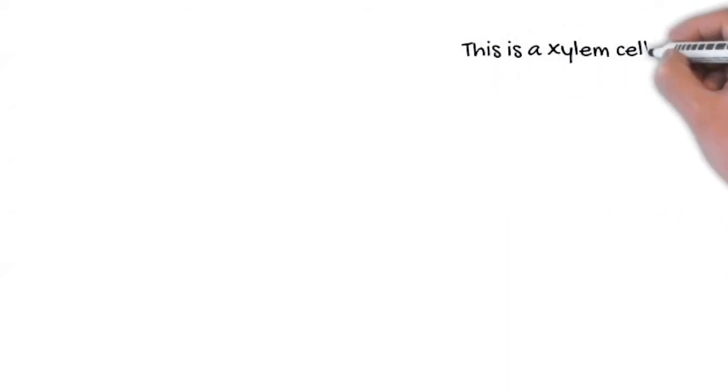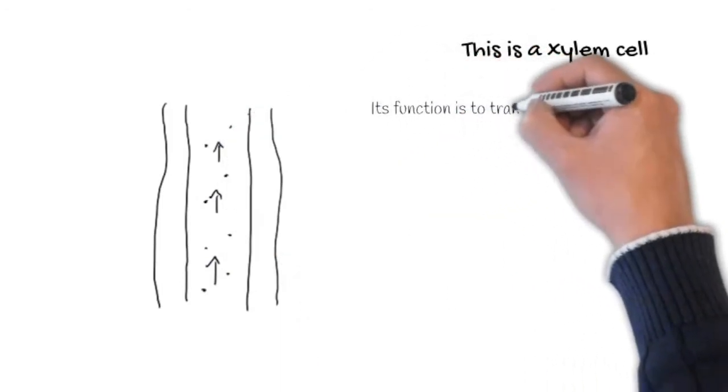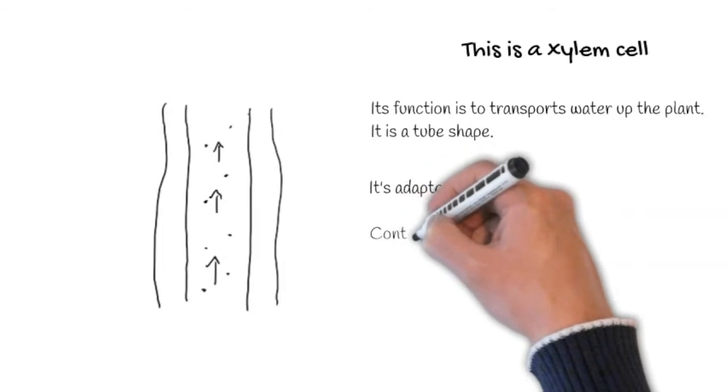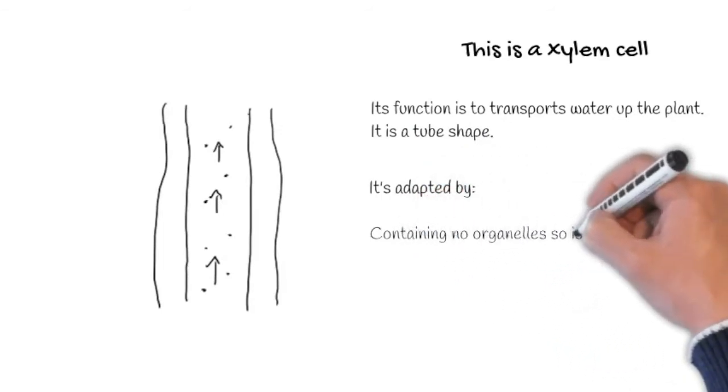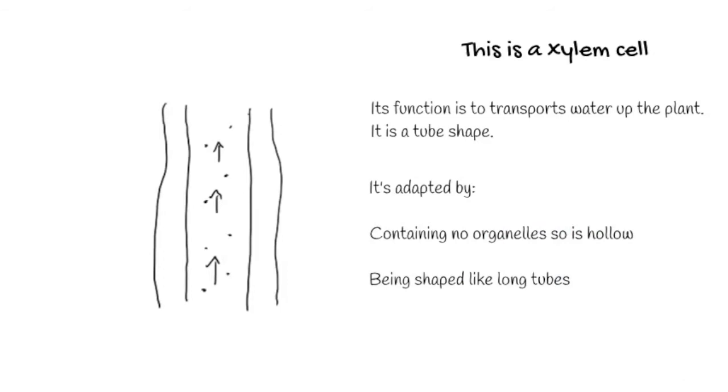this is a xylem cell. Its function is to transport water up the plant. It's adapted by containing no organelles, which makes it hollow so water can travel up, and being shaped like long tubes.